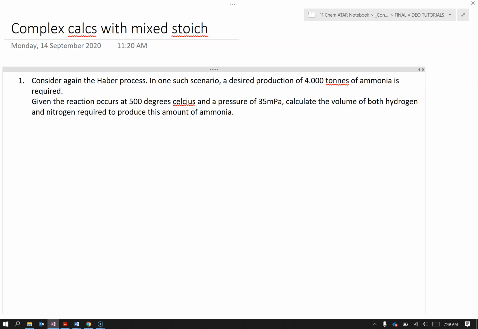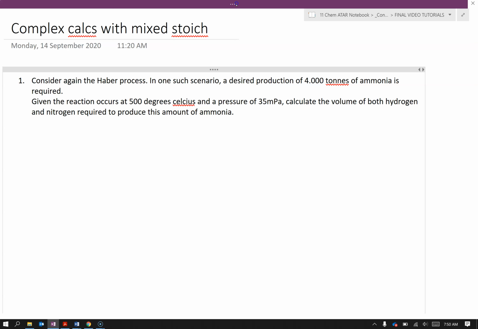So we've got here, consider again the Haber process. In one such scenario, a desired production of 4 tons of ammonia is required. Given the reaction occurs at 500 degrees Celsius and a pressure of 35 megapascals, calculate the volume of both hydrogen and nitrogen required to produce this amount of ammonia.